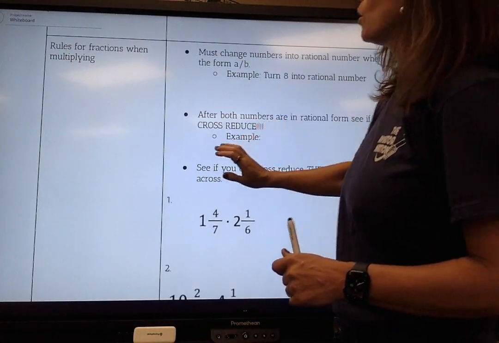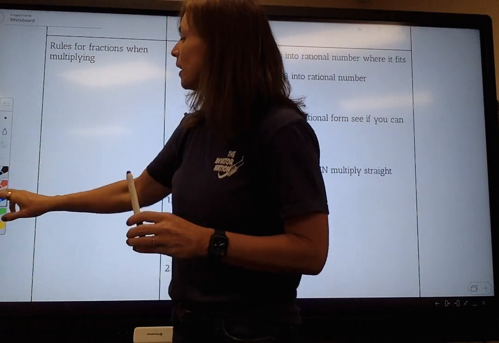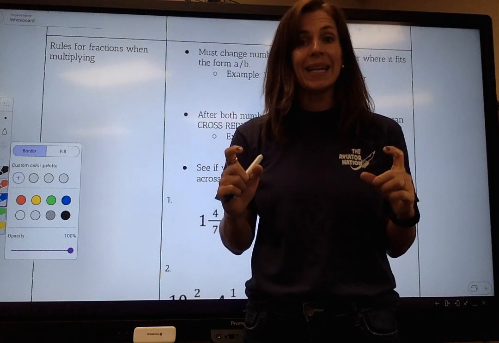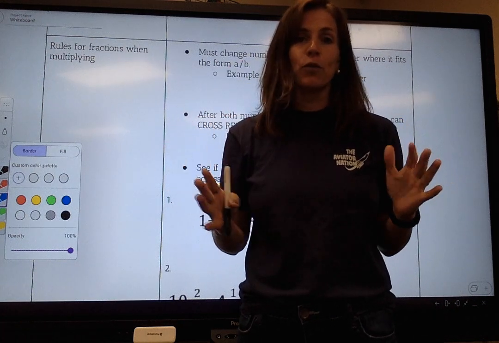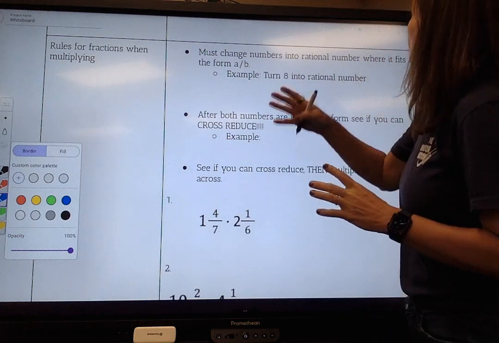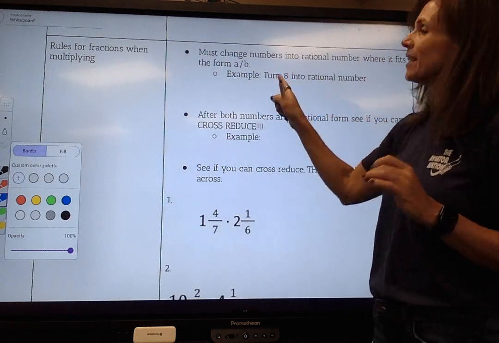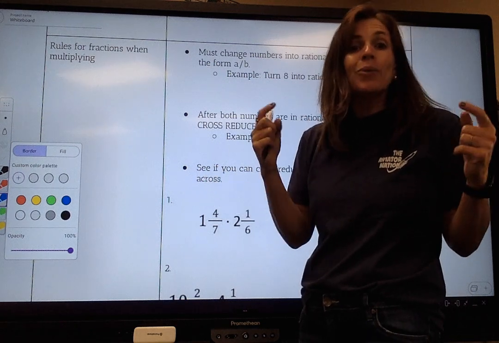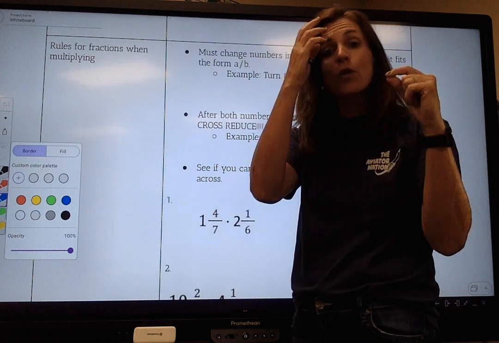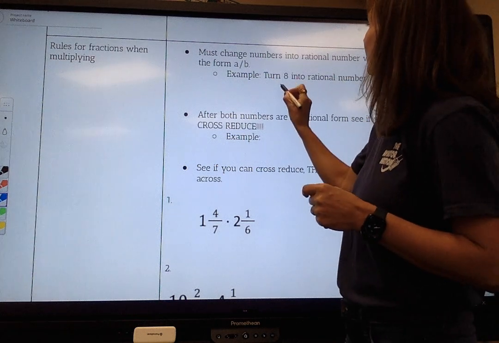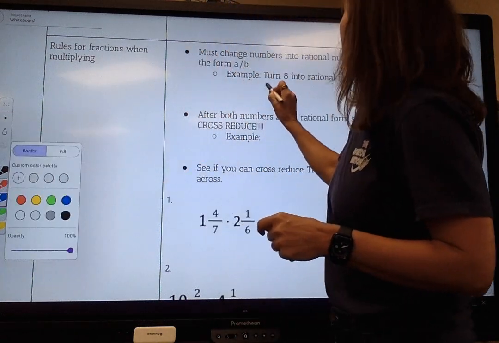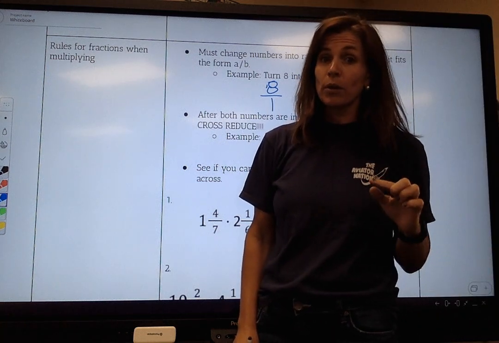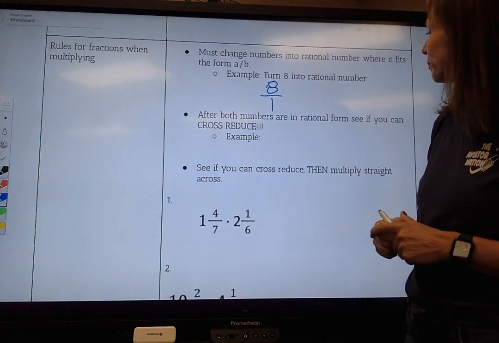Remember your rules for multiplying. When you're multiplying, both numbers need to be in rational form, meaning A over B. They have to be in fraction form. They can't be improper. So, for example, to turn 8 into a rational number, if you're going to multiply with fractions, you can't multiply with 8. You have to turn it and make it fit the form of a rational number. And how do you do that? You put it 8 over 1. So to turn a whole number into a rational number, you just put 8 over 1.